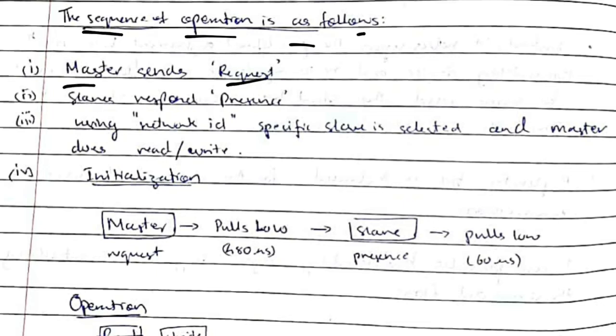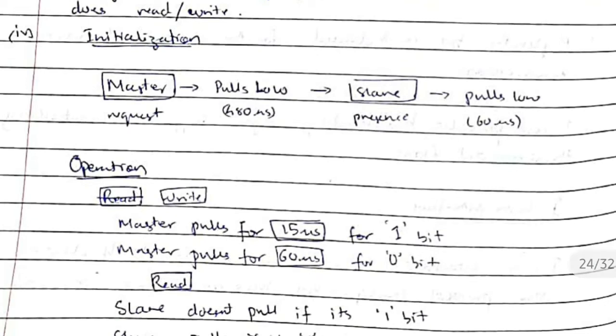The sequence of operations are as follows. The master sends the request and the slave responds with its presence, and by using network ID, which slave is to be addressed will be found out, and what to do, read or write, will also be confirmed. But everything will happen in terms of voltage and time. Let's see how it is. See here, initialization means the first setting up of the master and the slave communication will happen in this way.